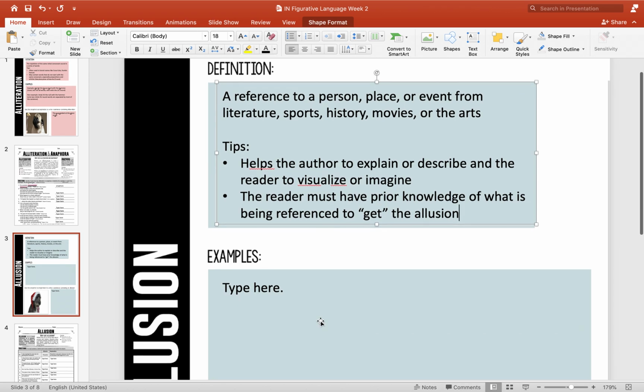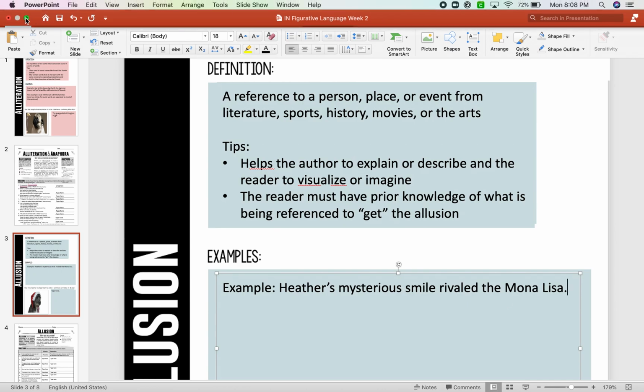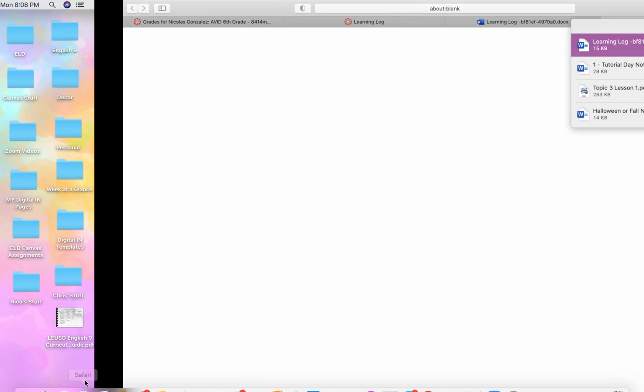Okay, let's go ahead and look at a couple of examples. So we're going to do, like we do every day, one example and one non-example. So an example would be: Heather's mysterious smile rivaled the Mona Lisa. Okay, so let me show you. You've probably seen the painting if you don't know the name of it, but let me show you what they're talking about.